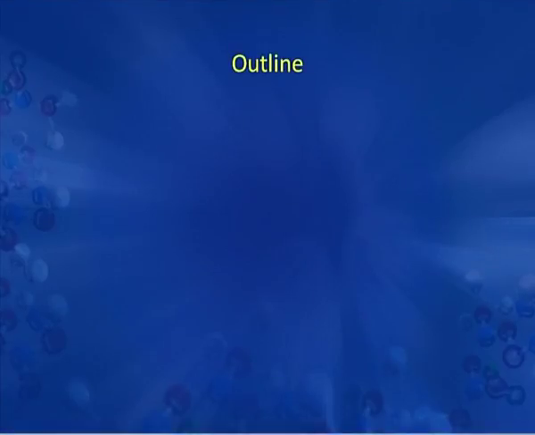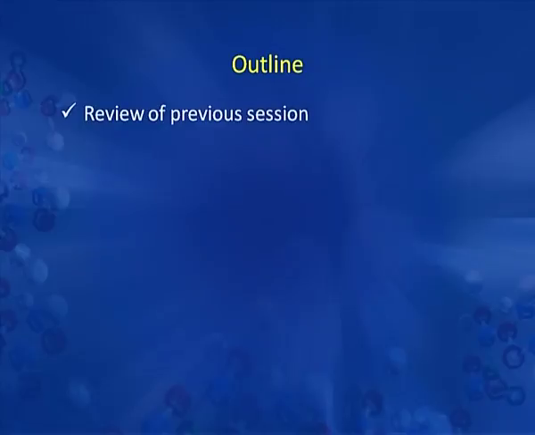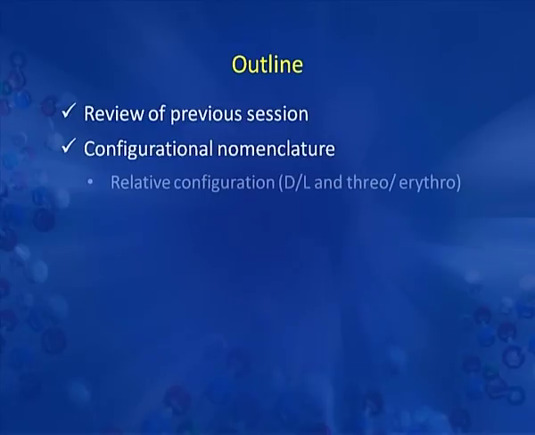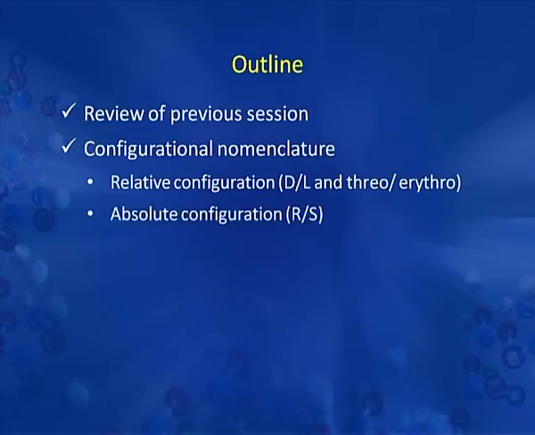In today's session, first we will review what we did in our last session about stereochemistry. We will discuss today how to name these isomers. We call it configurational nomenclature. The nomenclature can be given as a relative configuration where two systems are being used: one is DL representation and threo or erythro representation. Second, we will discuss absolute configuration, where they are represented by letters R or S.